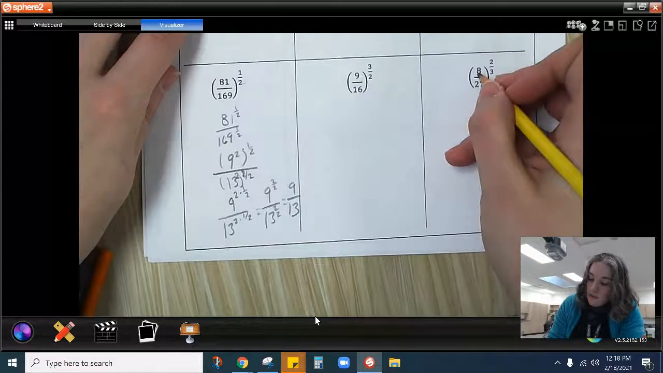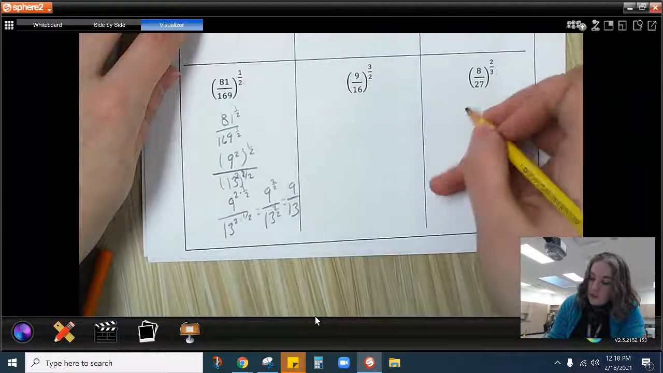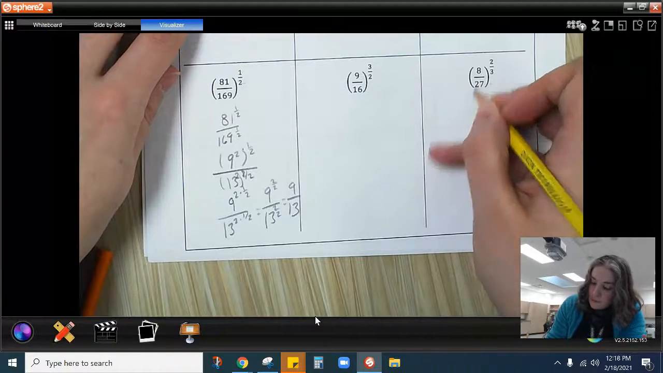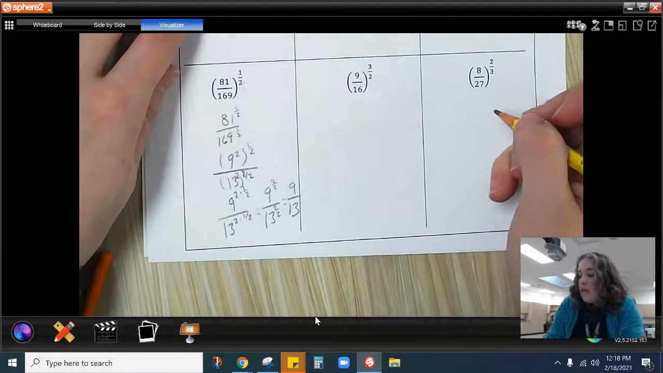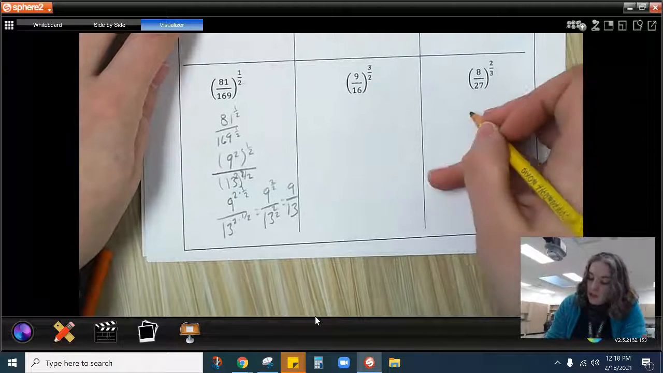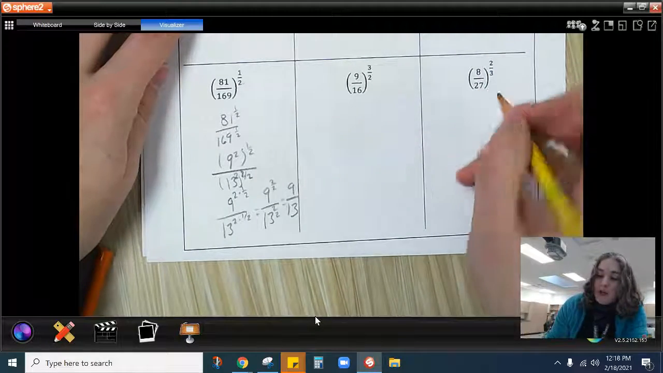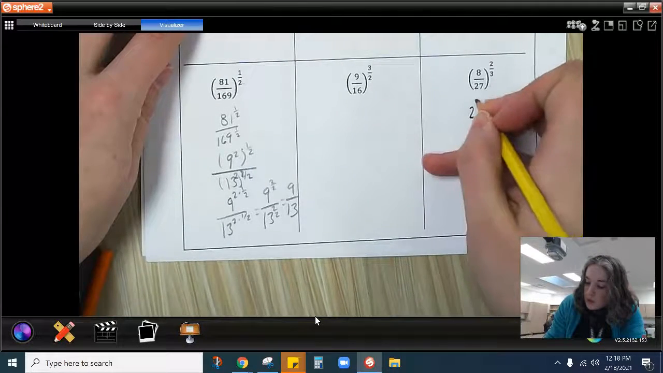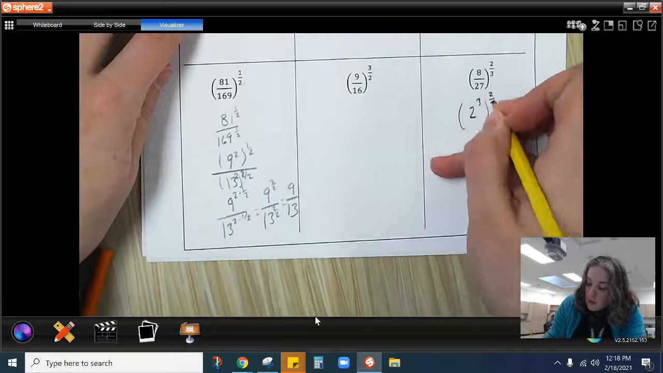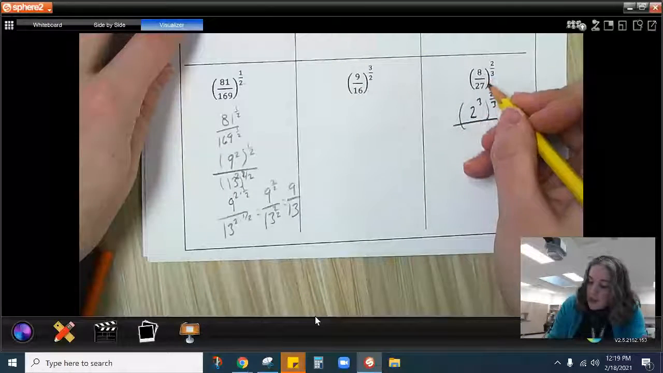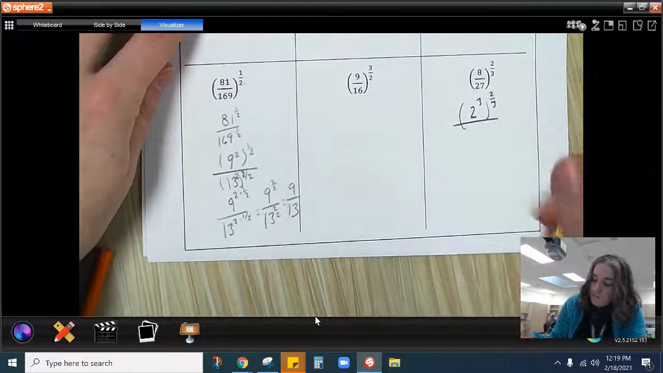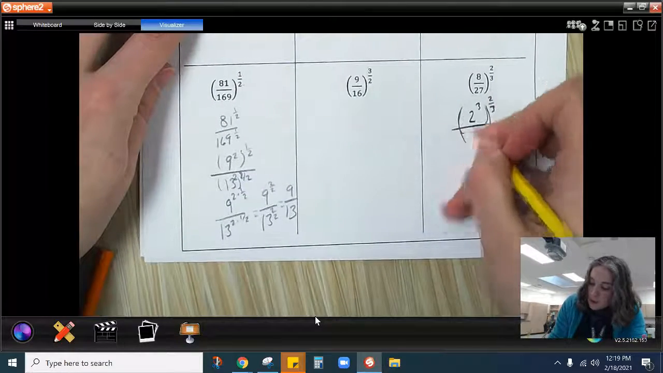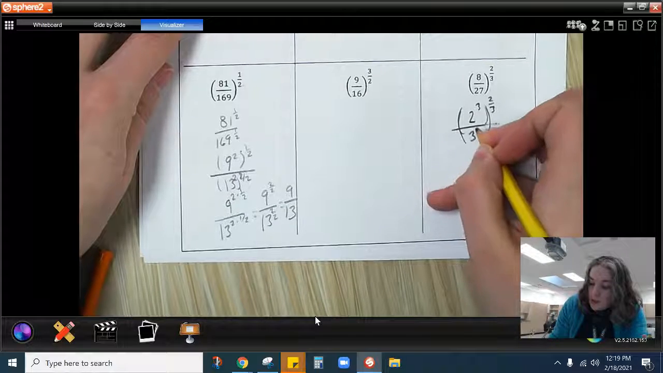So we have 8 over 27 to the 2/3. That means I'm going to rewrite my 8 here. If I look in my table, 8 is on here once. It's 2 cubed raised to the 2/3 power. And then 27 is on here only once. It is 3 to the 3rd power.